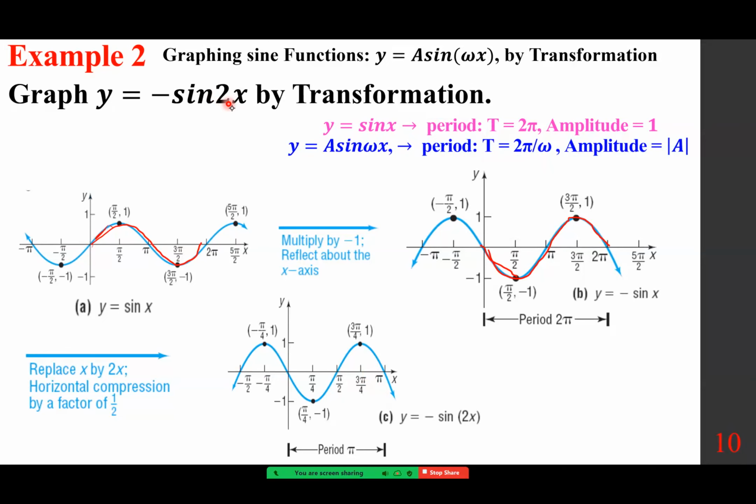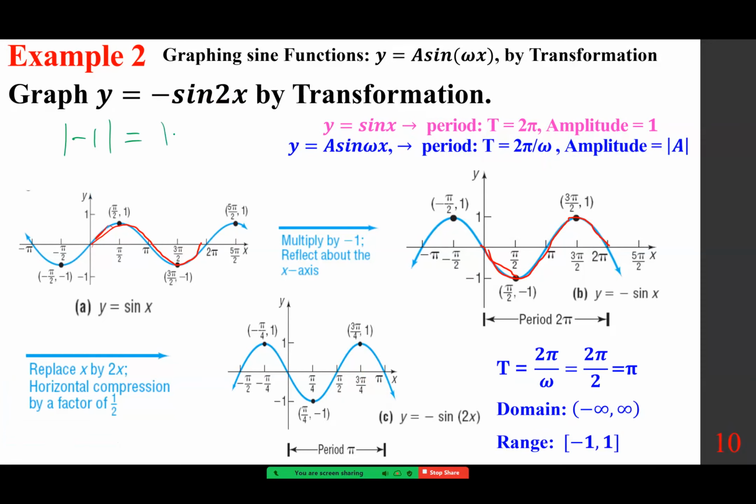Which makes it pi. The domain hasn't changed. And although it's -1 and it has flipped over, the range hasn't changed either. It's because the absolute value of this number, -1, is still 1. So it remains the same as far as the range is concerned. But of course, it has flipped over.